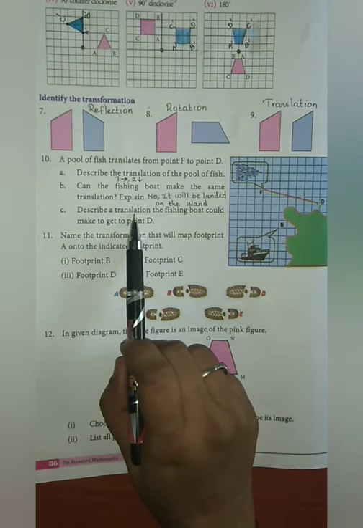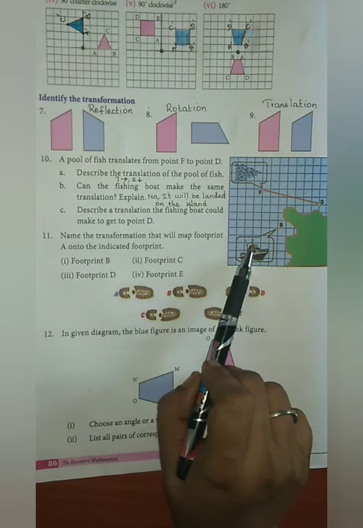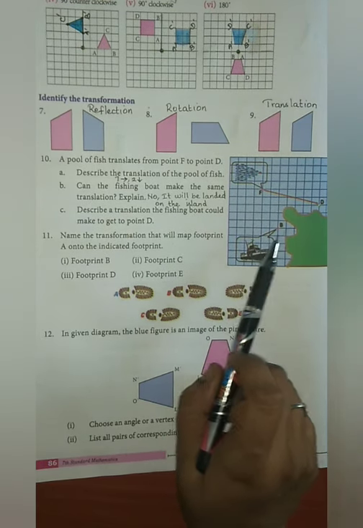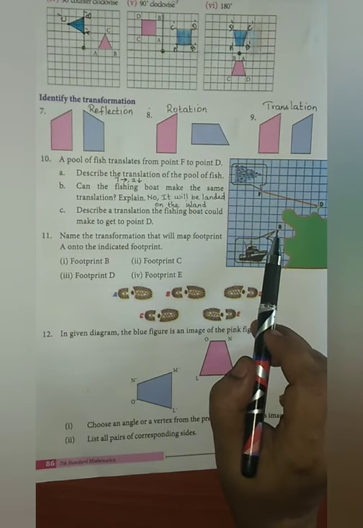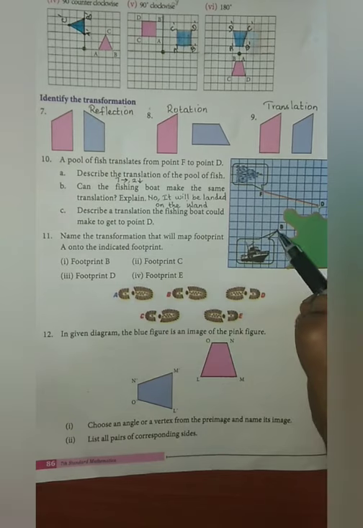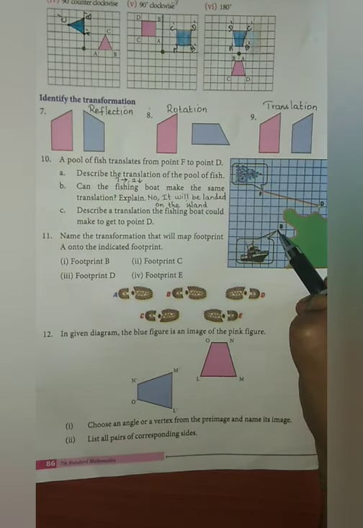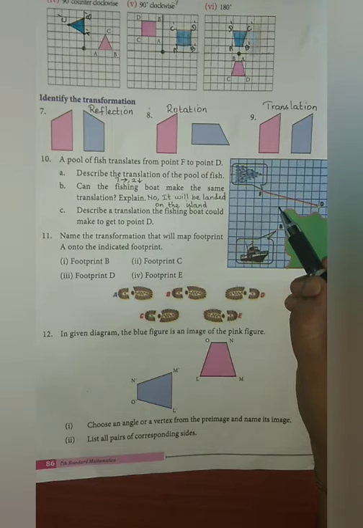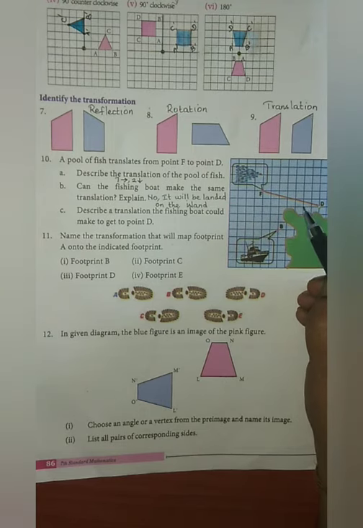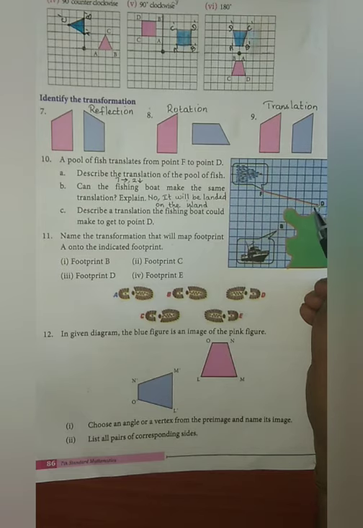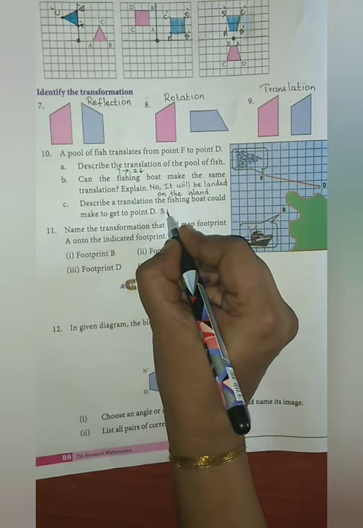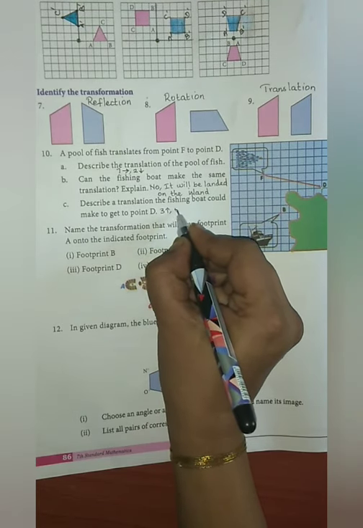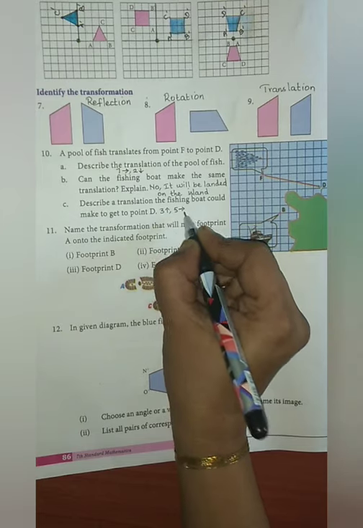C. Describe a translation the fishing boat could make to get to point D. So what translation do we have to make with B to reach D? B has to move 1, 2, 3 units upward, 1, 2, 3, 4, 5 units to the right. So write 3, upward arrow, comma 5, right side.